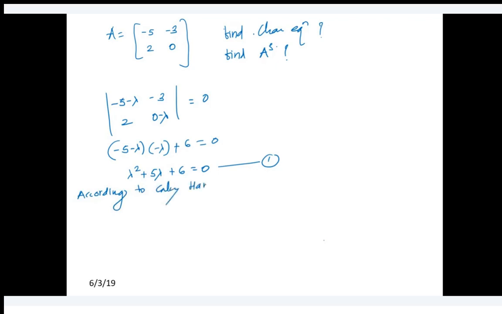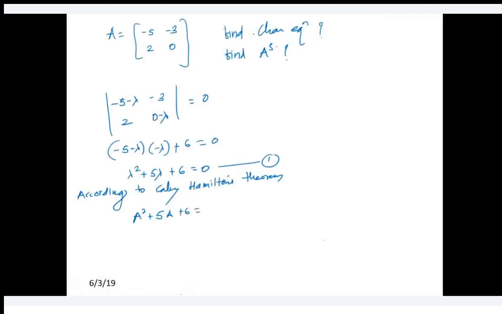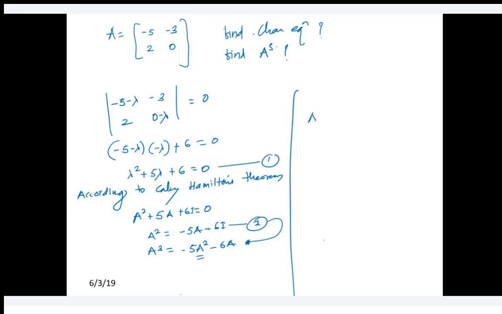You can write A square plus 5A plus 6I equal to 0. So A square is equal to minus 5A minus 6I. Okay, what is A cube? Minus 5A square minus 6A. But A square is what? A square is this, equation number 2. So put this equation number 2 into the next equation. So what we are going to get is A cube is equal to minus 5 times A square, which is minus 5A minus 6I, minus 6A.